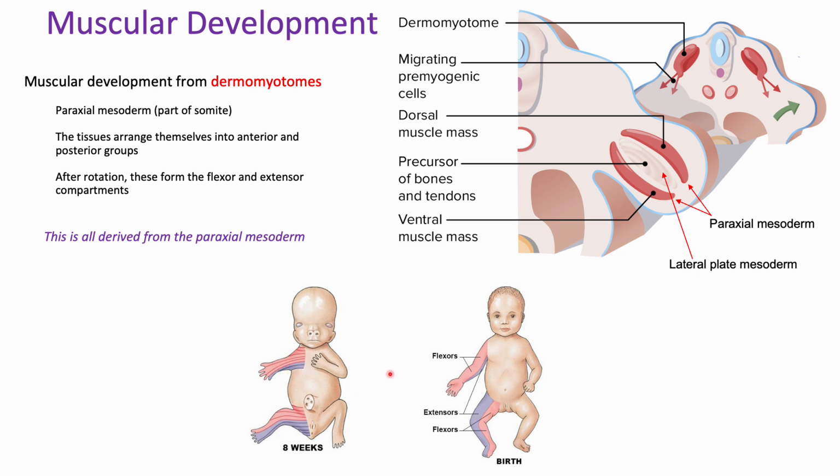Once you get rotation of the limbs, which again happens around the 7th week, where the elbow is now pointing posteriorly, the knee is pointing anteriorly, you now have your flexor compartment and extensor compartment. And this will help make sense when you're learning the anatomy of the upper and lower limb and the musculature compartments that are present.